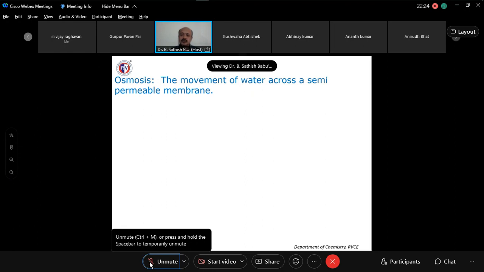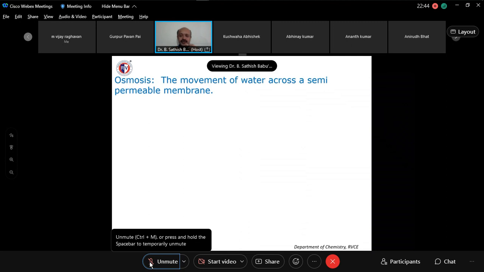So we studied how to do the desalination of water by the reverse osmosis method. To know reverse osmosis, first you should know what osmosis is. Osmosis is nothing but the movement of solvent molecules from the low concentration side to the high concentration side through a semi-permeable membrane. Only movement of solvent molecules, right?